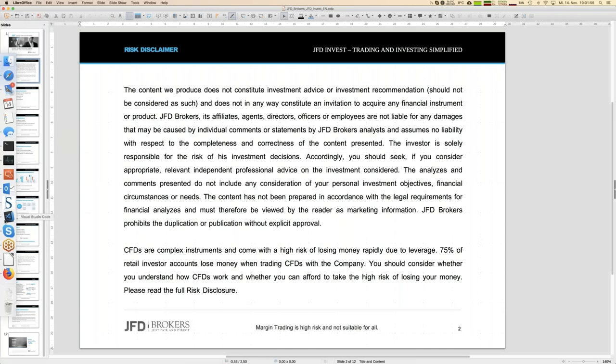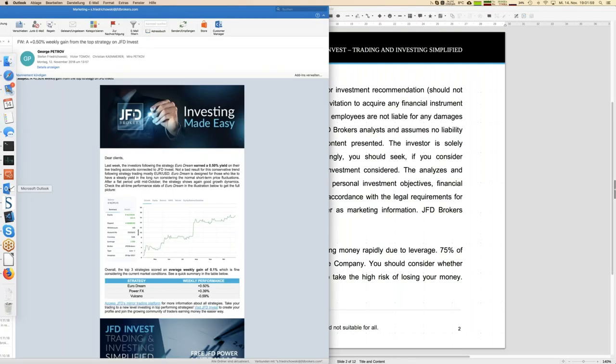So, highlights of the week. Maybe you got the newsletter and maybe you think that's a little bit disappointing. The best strategy last week just earned 0.5%. You see, I'm not enthusiastic, but there are always such weeks. We may even have weeks without any profitable strategy at all, but that's trading. In this case, we had two strategies earning money last week. That was Euro Dream and PowerFX.